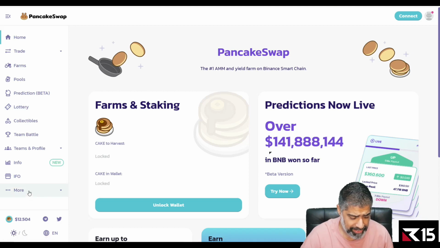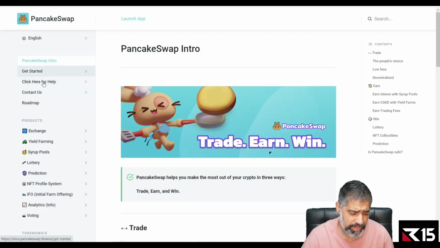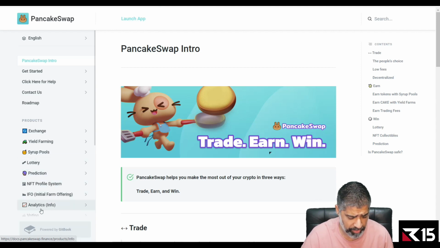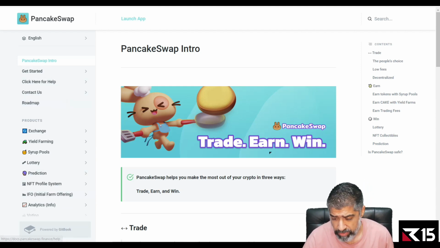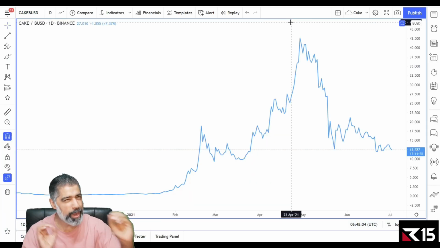So if you just scroll down where it says more, and then it says docs, click on that. You've got all this information on the left-hand side, from the exchange, from the yield farming, from the syrup pools, from the lottery, from the predictions, NFTs, IFOs, initial farm offerings. They've got a lot on PancakeSwap. So if you want to do a deeper dive, that's the place to go. What we're going to focus on now is technicals. So that was just a quick overview on fundamentals.